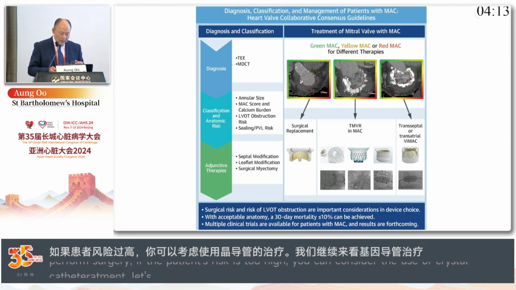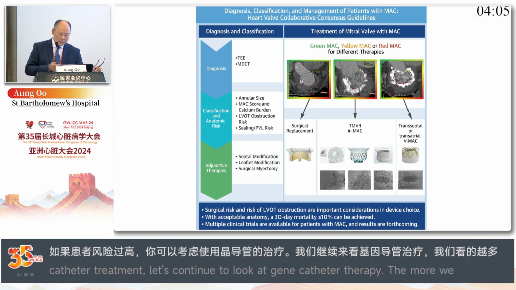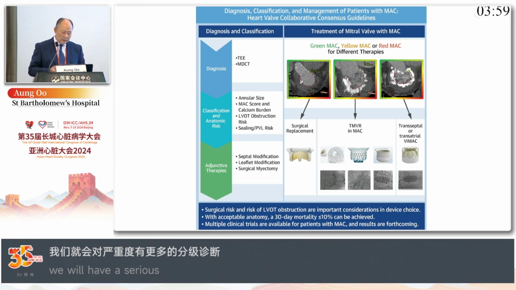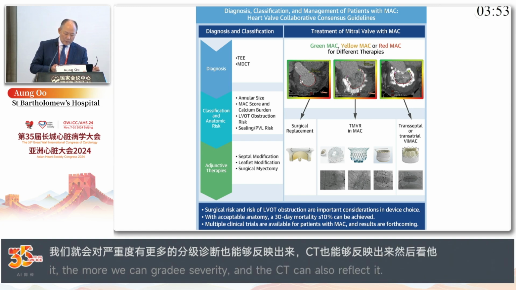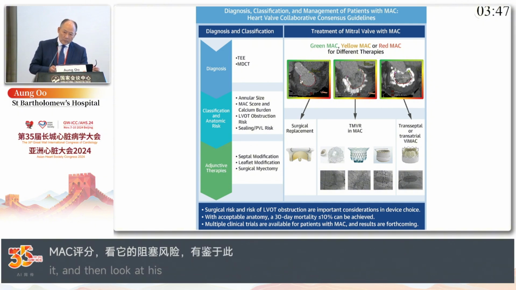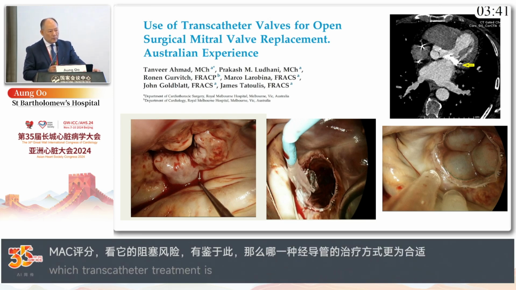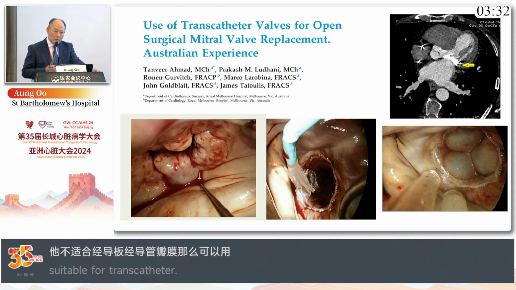The more people look into this, the more you have classification of severity with diagnosis by echo and CT, looking at annular size, MAC score, and LV obstruction risk, and based on that, which transcatheter mitral valve will be suitable to choose. And there are also patients who are not suitable for percutaneous transcatheter valve, and then you can start using the transcatheter valve during open surgical repair.